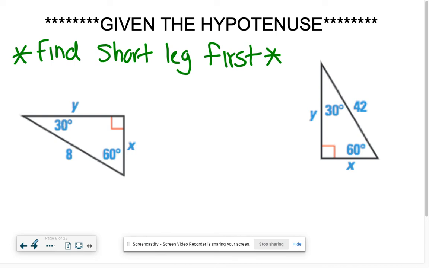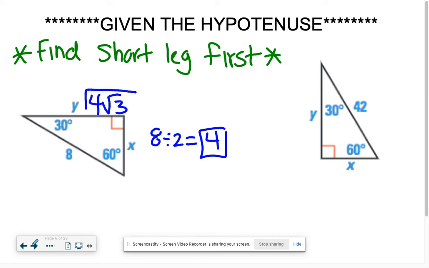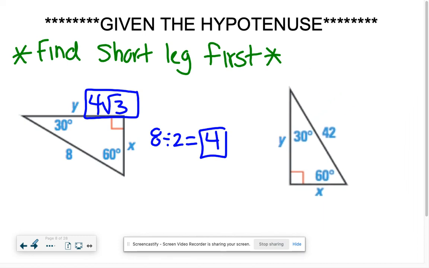So this is your hypotenuse, right? How do you get your short leg from your hypotenuse? Divided by 2. Yep, so 8 divided by 2 gives me 4. So if your short leg is 4, what's your long leg? 4 square root 3. Yeah, it's 4 square root 3.